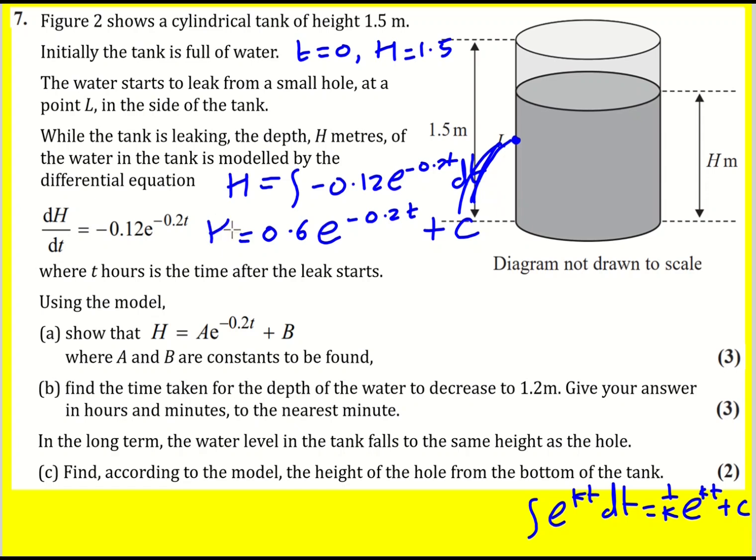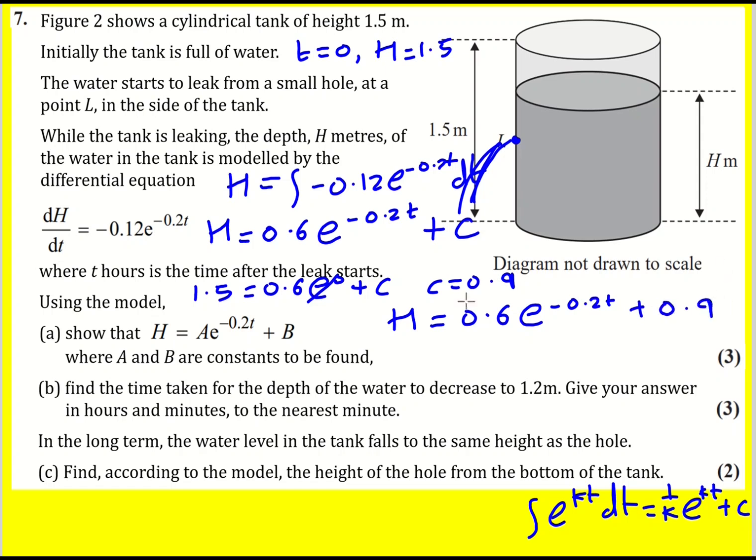This is where I'll bring in that earlier constant. When t is 0, h is 1.5. So I can say that 1.5 is going to equal 0.6 times e to the 0. Actually, that is just 1, plus c. So c is going to be 0.9. And therefore h is 0.6 e to the minus 0.2t plus 0.9.